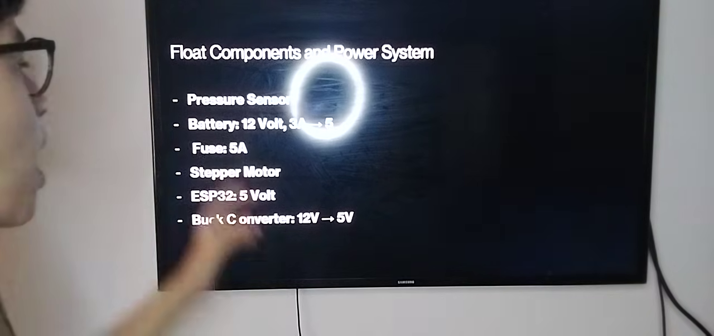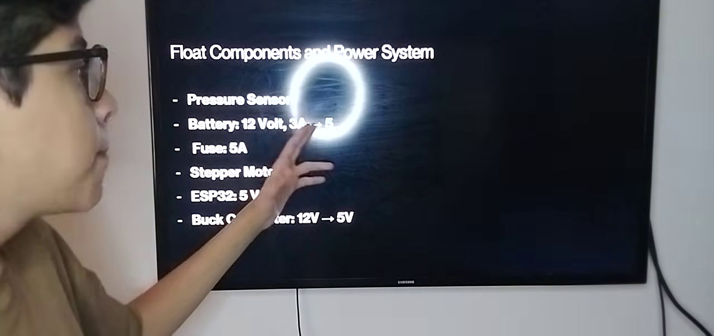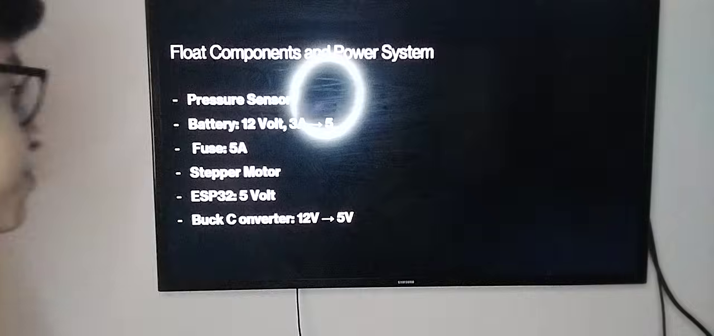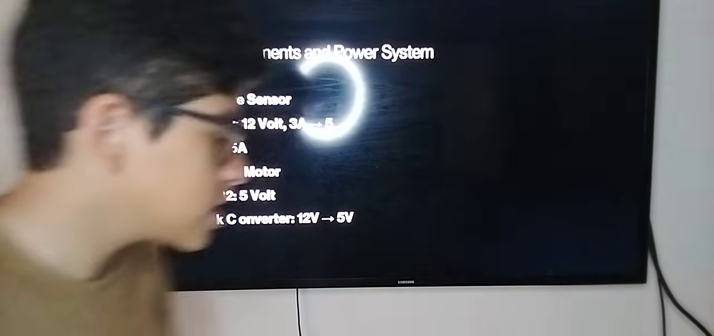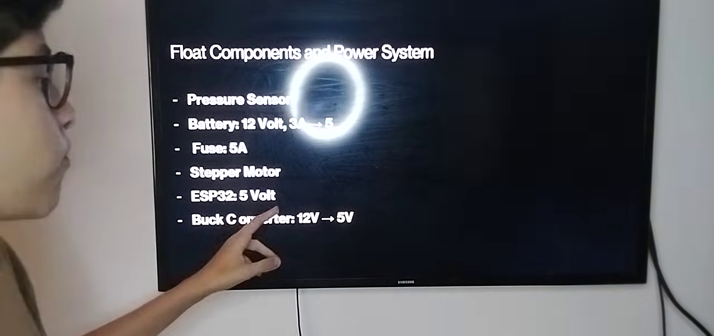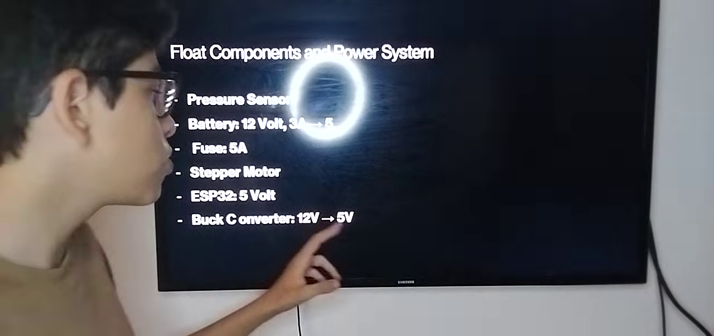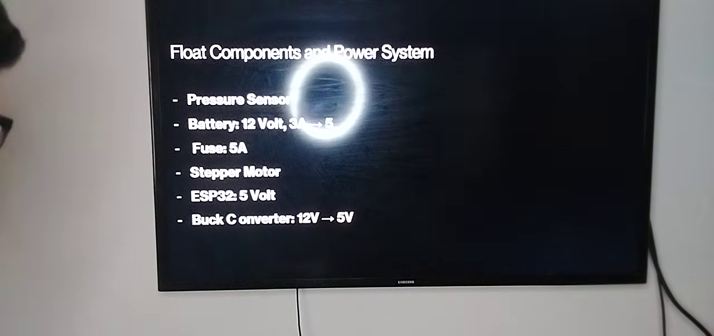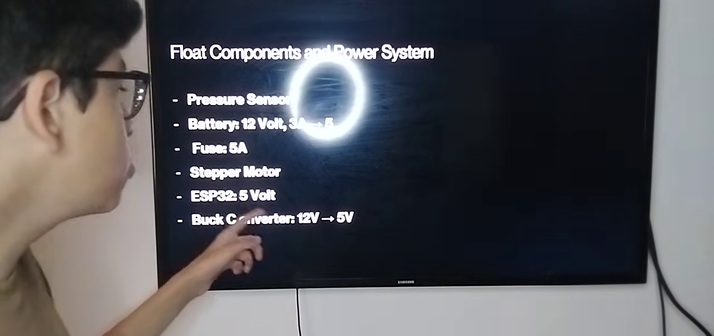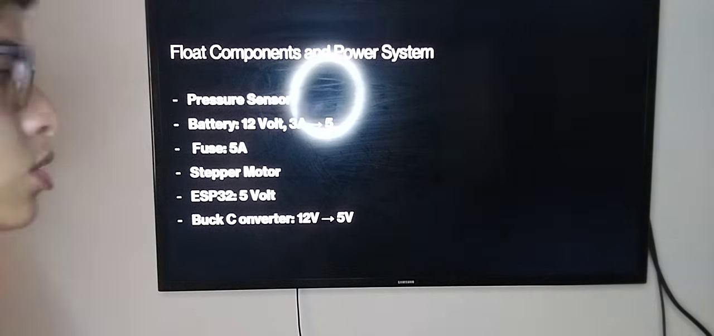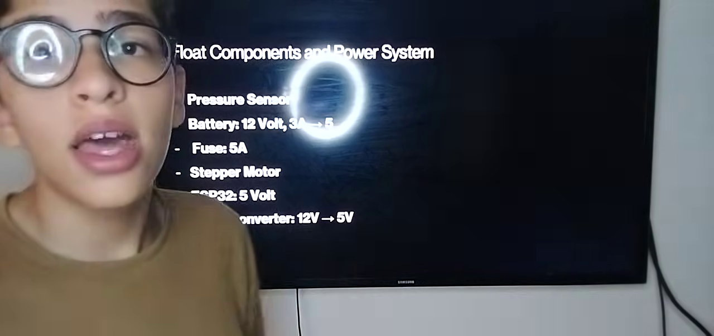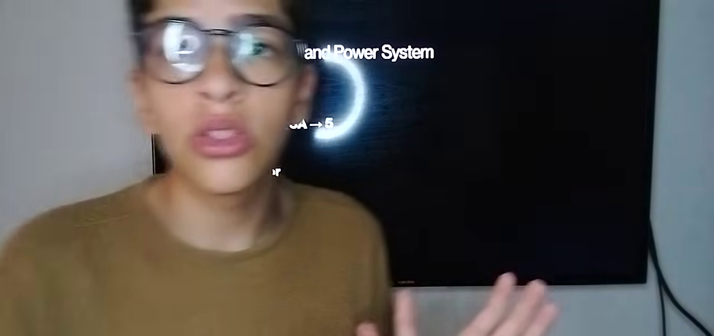The float uses a 12 volt battery, 3 ampere to 5 ampere, but the fuse is 5 ampere. And here in the float, it uses a stepper motor, ESP32 at 5 volt, and a buck converter from 12 to 5 volt. Why a buck converter? Because the battery is only 12 volt and the ESP32 uses 5 volt, so we need 5 volt only. The buck converter converts from 12 volt to 5 volt. And this is the session on the float.